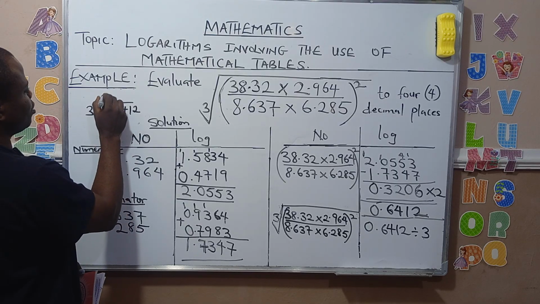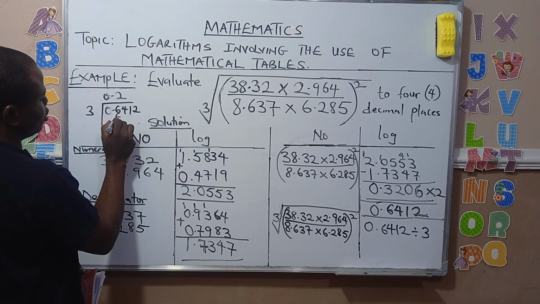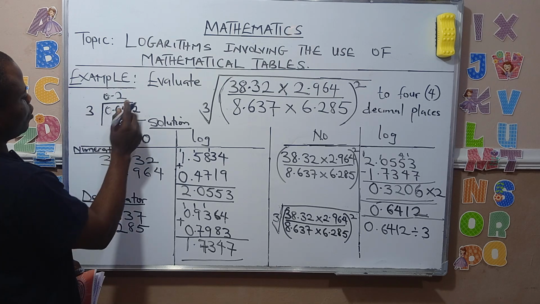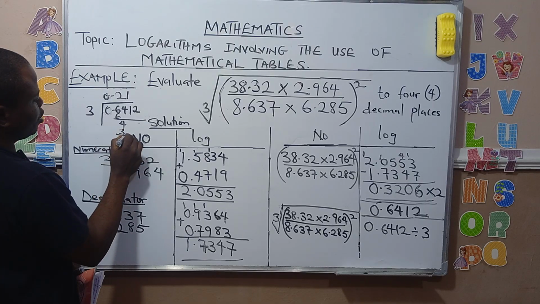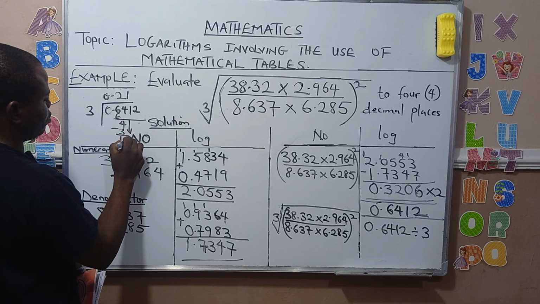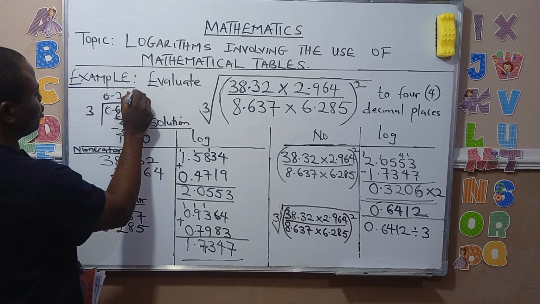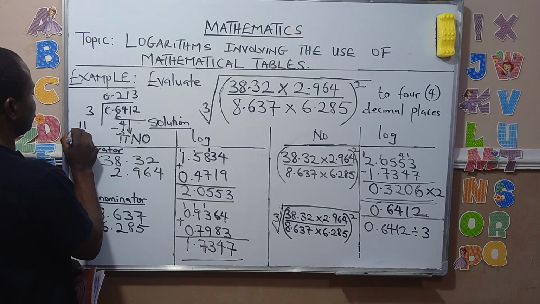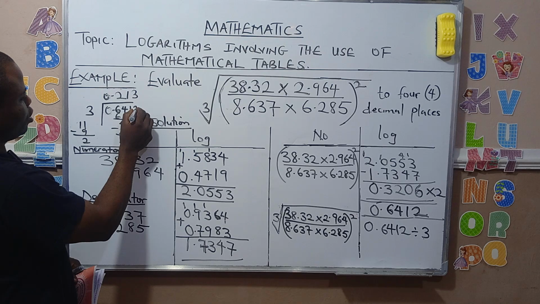3 goes in 0, impossible, 0 point. 3 goes in 6, 2. 3 times 2, 6. Bring 4 down. 3 goes in 4. That's 1 time. 3 times 1, that's 3. 4 minus 3, that's 1. Bring 1 down. We're having 11. 3 goes in 11. That is 3. 3 times 3, 9. That is 11 minus 9. We're having 2. Okay. Bring the 2 down.